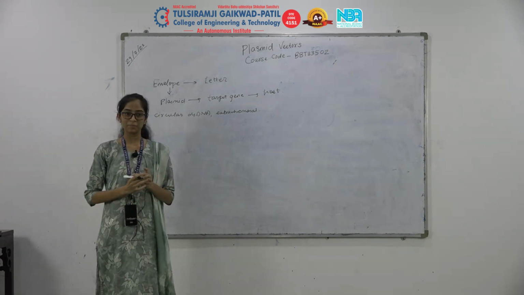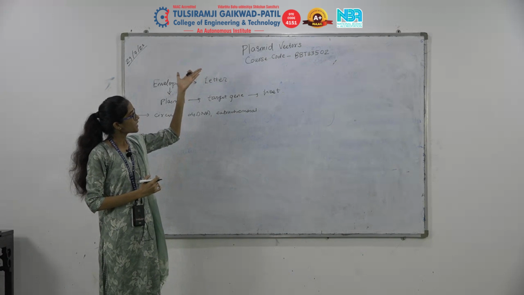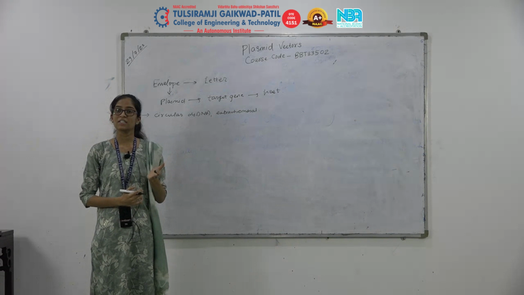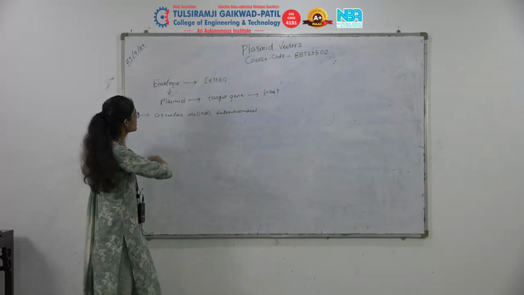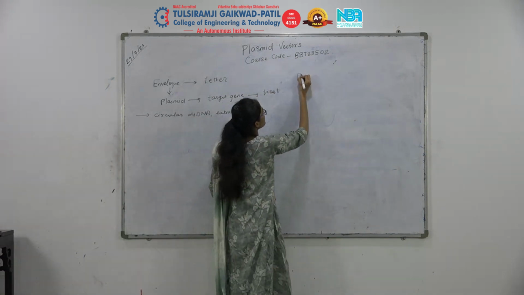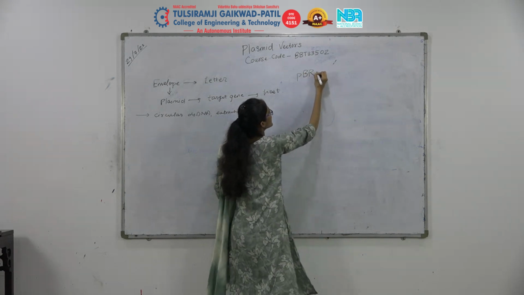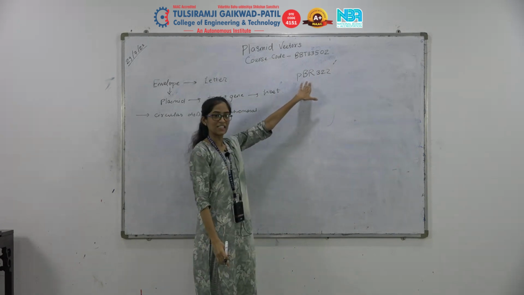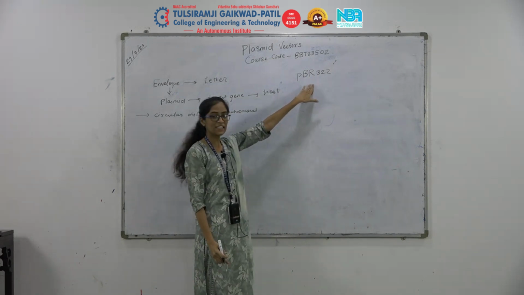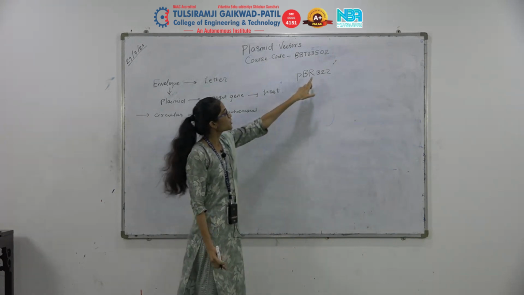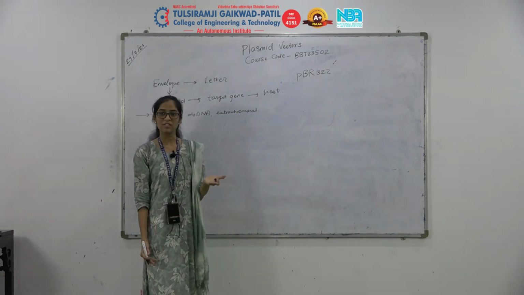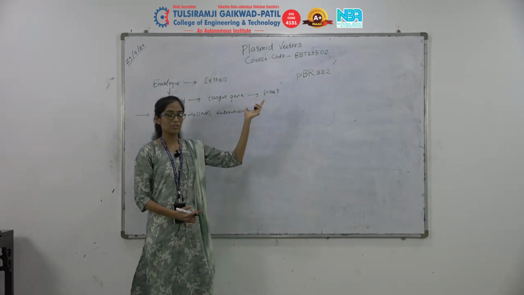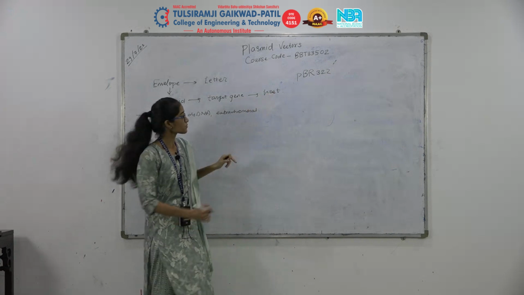After that, let's look at plasmid vectors. There are two examples. One is PBR322 and the other is PUC18 or 19. In PBR322, P stands for plasmid, B and R are the initials of the two scientists, Bolivar and Rodriguez, who discovered it at the University of California, and 322 represents that in that university other work on plasmids was also going on.